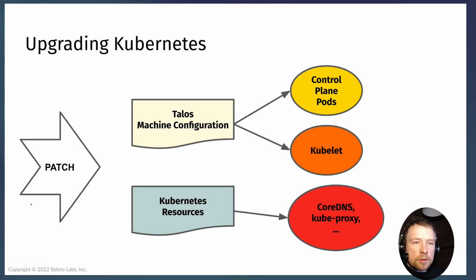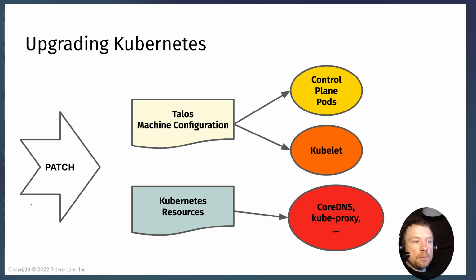Talos machine configuration contains definitions of the control plane static pods like API server and also contains the version of the kubelet. So by patching the machine configuration, this tool will make Talos actually restart the service on a new version or update some settings of that. And for things which are running in Kubernetes itself, this tool will use the Kubernetes patch API to update the Kubernetes resources.